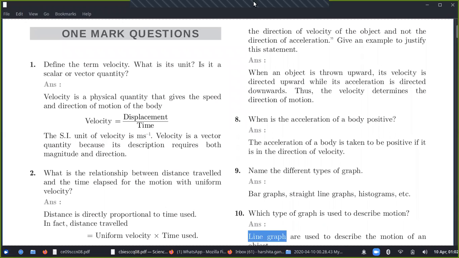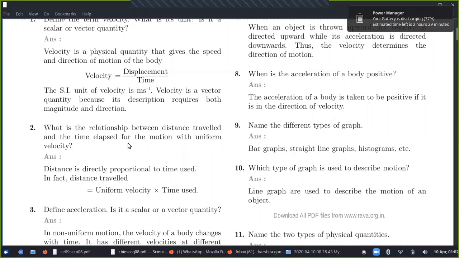So question 1 is: define the term velocity. What is its unit? Is it a scalar or a vector quantity? So you know that velocity is defined as displacement per unit time. You can also define it as a physical quantity that gives the speed and the direction of the motion of the body. The formula is: velocity equals displacement upon time. The SI unit of velocity is meters per second, just like speed, and it is a vector quantity because it describes both the magnitude as well as the direction. Alright, so it's a vector quantity.